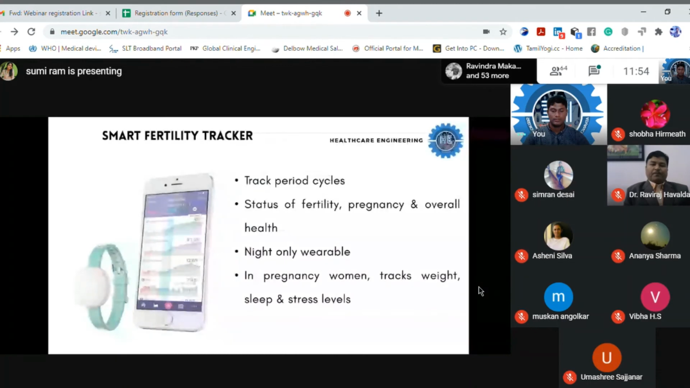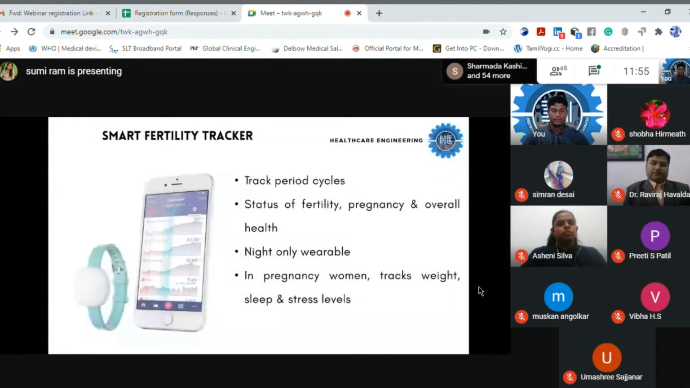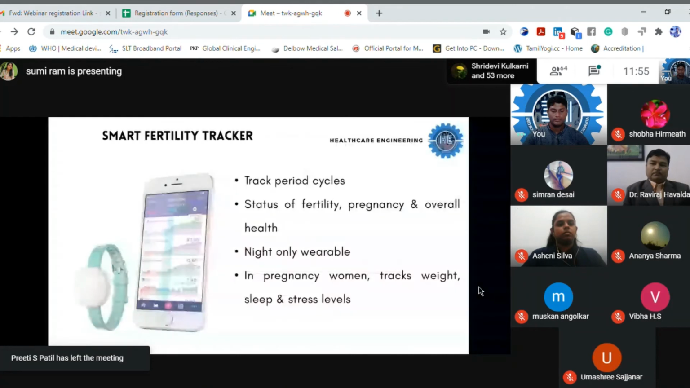So here is the device of Smart Fertility Tracker. The Smart Fertility Tracker is used for tracking period cycles, and this gives better insight of their fertility as well as pregnancy and overall health status of a woman. So women can wear this Smart Fertility Tracker in the night during sleep, and it is also useful for pregnant women for tracking weight, sleep and stress levels. So this is how IoT wearables play a major role in supporting women's health.